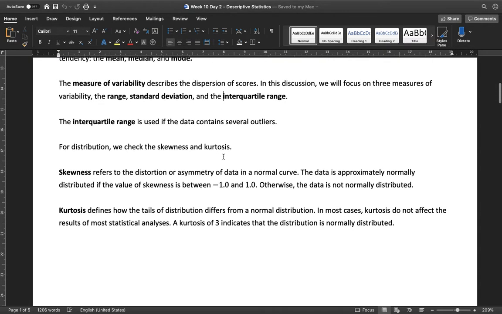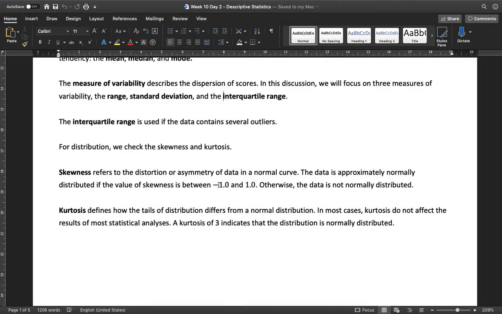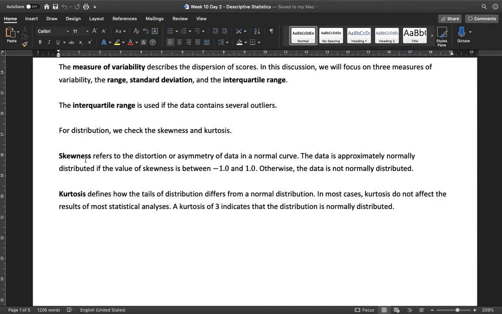Now, it's also important to check yung distribution ng data natin. How spread out yung scores are. Remember, hindi naman laging normal ang distribution natin. Pwedeng mag-deviate. So, paano natin i-check yung deviation na yun? We have what we call the skewness and kurtosis. Si skewness is the distortion or asymmetry of data in a normal curve. So, kapag yung value ng skewness natin is between -1 and +1, the data is approximately normal. So, yung bulk ng score natin sa normal curve nasa gitna.